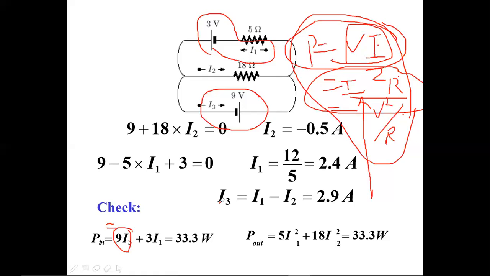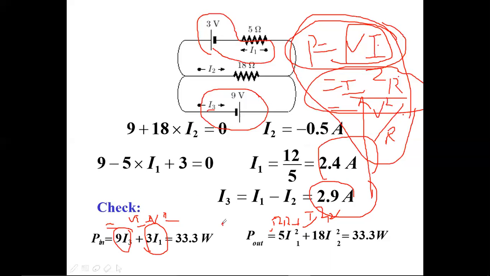Hope you are clear. That is the reason I am following V into I plus V into I here, and I square R plus I square R here. Now let me find the input power. Power input is nothing but voltage into current. How much is the value of current I3? As you know, I3 is 2.9. So 9 into 2.9 plus 3 into, what is the value of I1 current? 2.4. Then I will get 33.33.